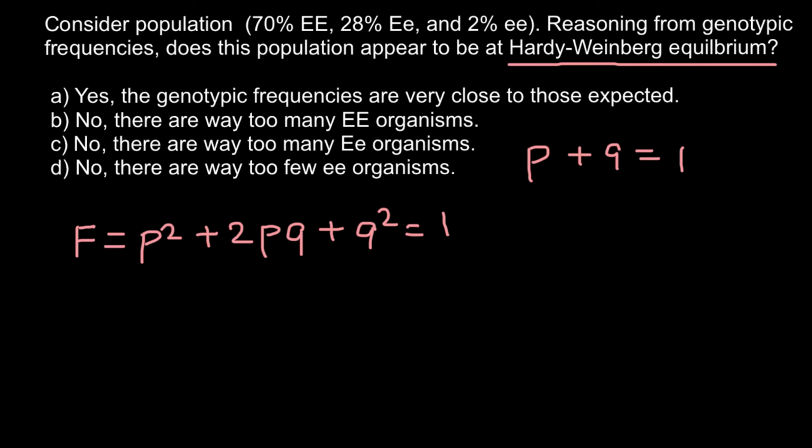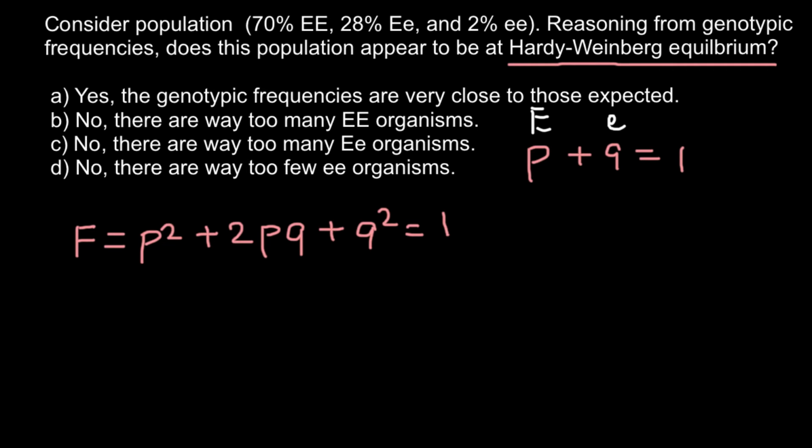So 2 alleles, P and Q. In our case, this is allele E, so P stands for the dominant allele E and Q stands for the recessive allele e. When we add these 2 alleles in the gene pool, of course we are going to get 100%. And these 2 alleles can make 3 genotypes.